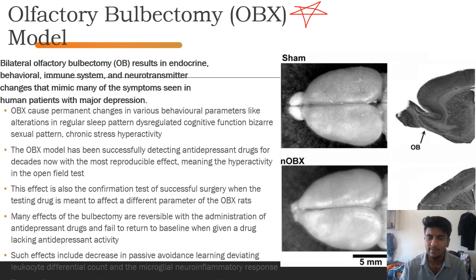Olfactory bulbectomy results in a lot of endocrinal changes because the olfactory region is responsible, right, for conducting a lot of bizarre patterns in our body. So the behavioral changes can be easily detected by olfactory bulbectomy damage. Here you can see in this image, this is a sham surgery operated model, and this is a model which has an olfactory bulbectomy. So the olfactory region is removed.